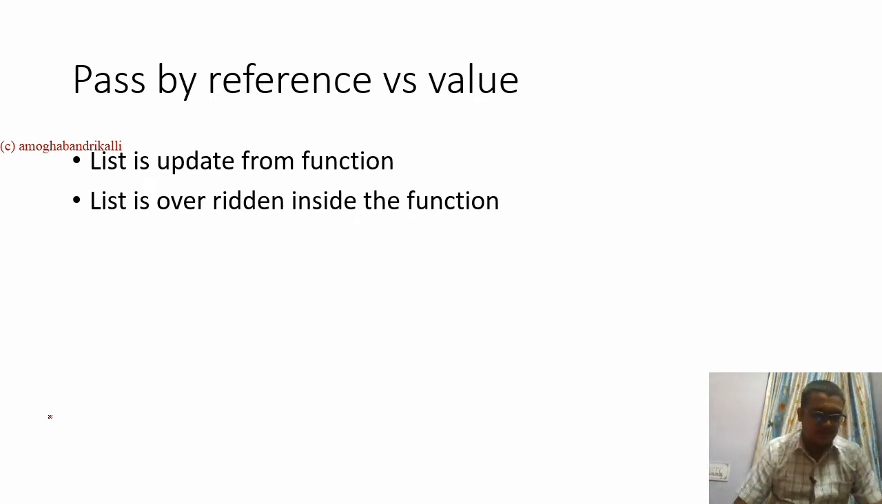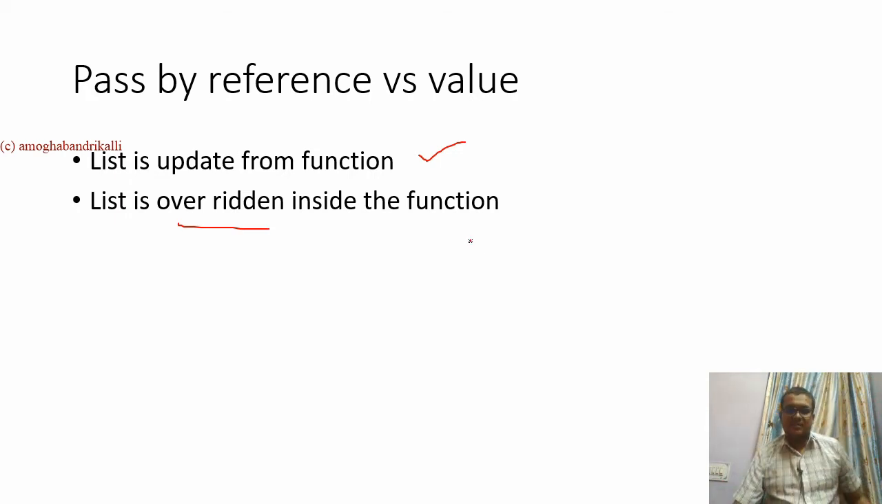Okay, next one. So pass by reference versus value. So here we have two things. We are writing a program, or a subprogram, which is going to update the contents in the list. So that is the first one. Usually in Python, we pass the arguments by using references. So we have two examples here: the list is updated from the function, and the list is overridden inside the function.